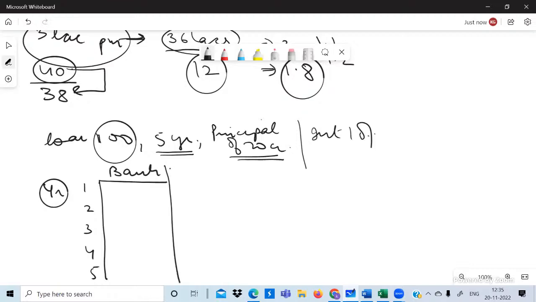You've taken a loan of 100 crores. You're supposed to repay it in 5 years. The bank has said to repay the principal in equal installments of 20 crores each year, and they're also saying that the interest rate is 10%. So how much are you paying yearly to the bank in year 1, year 2, year 3? How much?